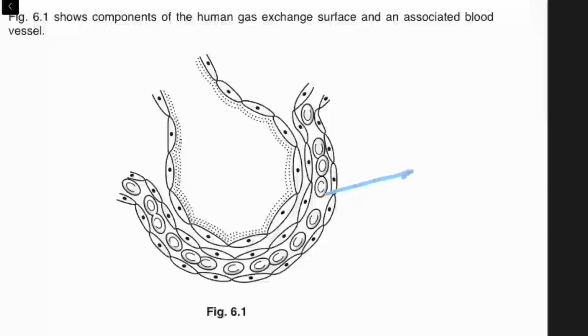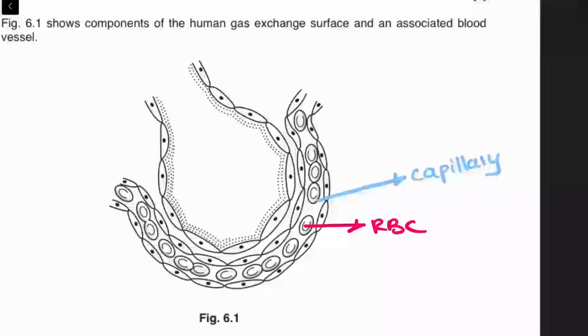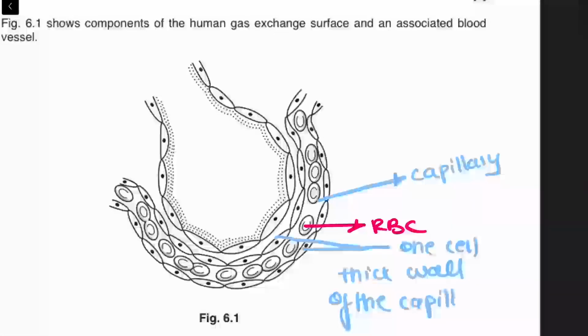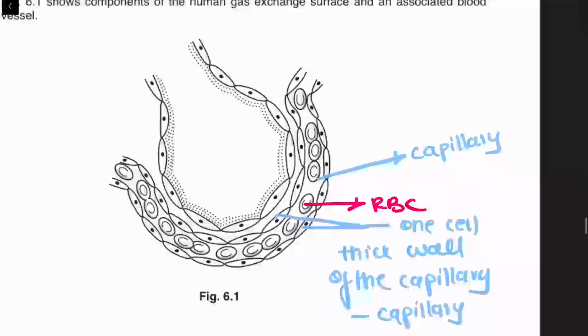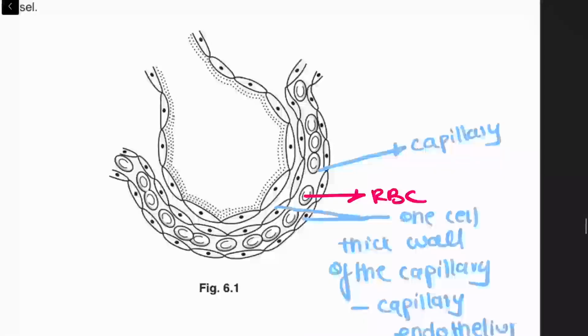What is this structure? The capillary. These are the red blood cells. And what is this here? The one cell thick wall of the capillary. This is also known as the capillary endothelium. The walls of the capillary are known as the capillary endothelium. You call it thin walls or one cell thick.